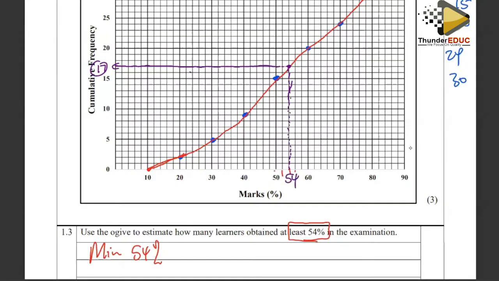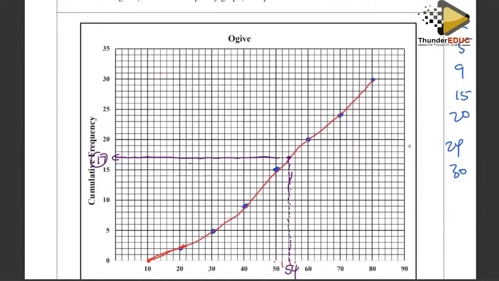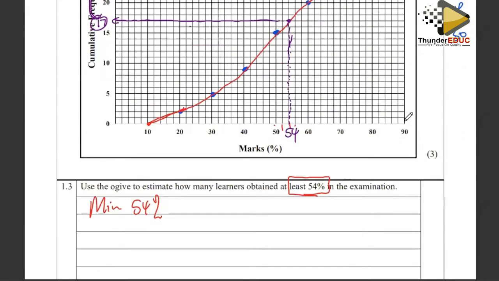But now for us to get more than 54, we're going to get the maximum. Whatever is above here is more than 54. So you're going to say 30 minus 17, that must give us something like 13. So we have 13 learners, so 13 learners have just above 54%. All right, then we move on to the next one.